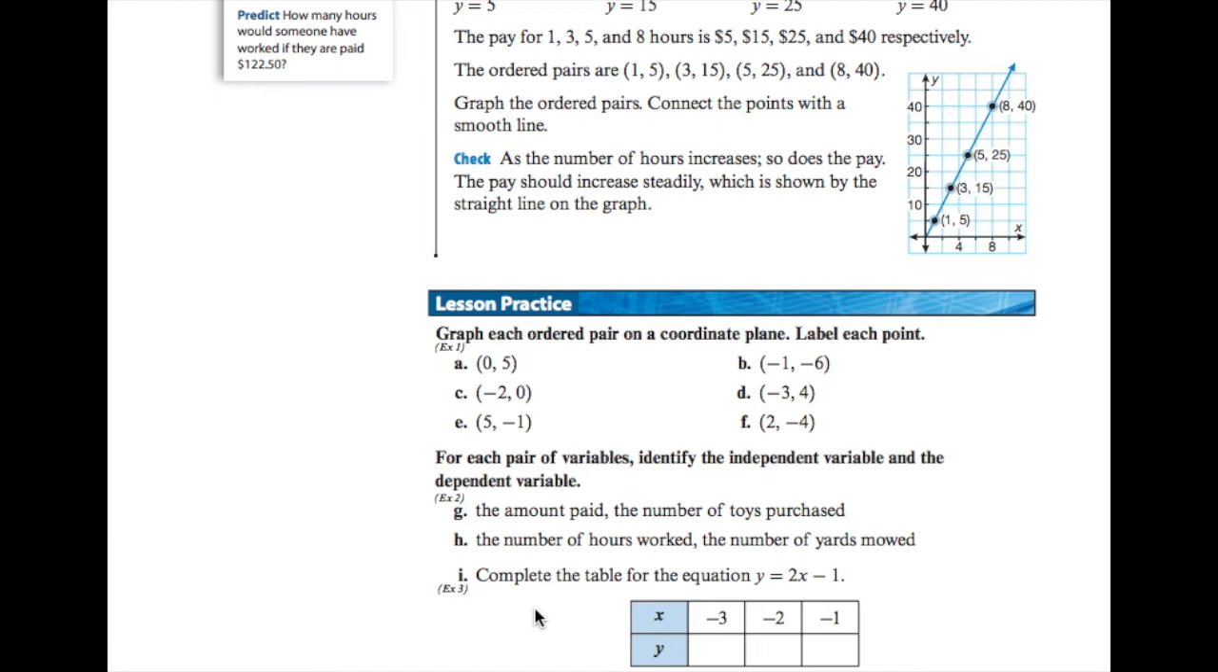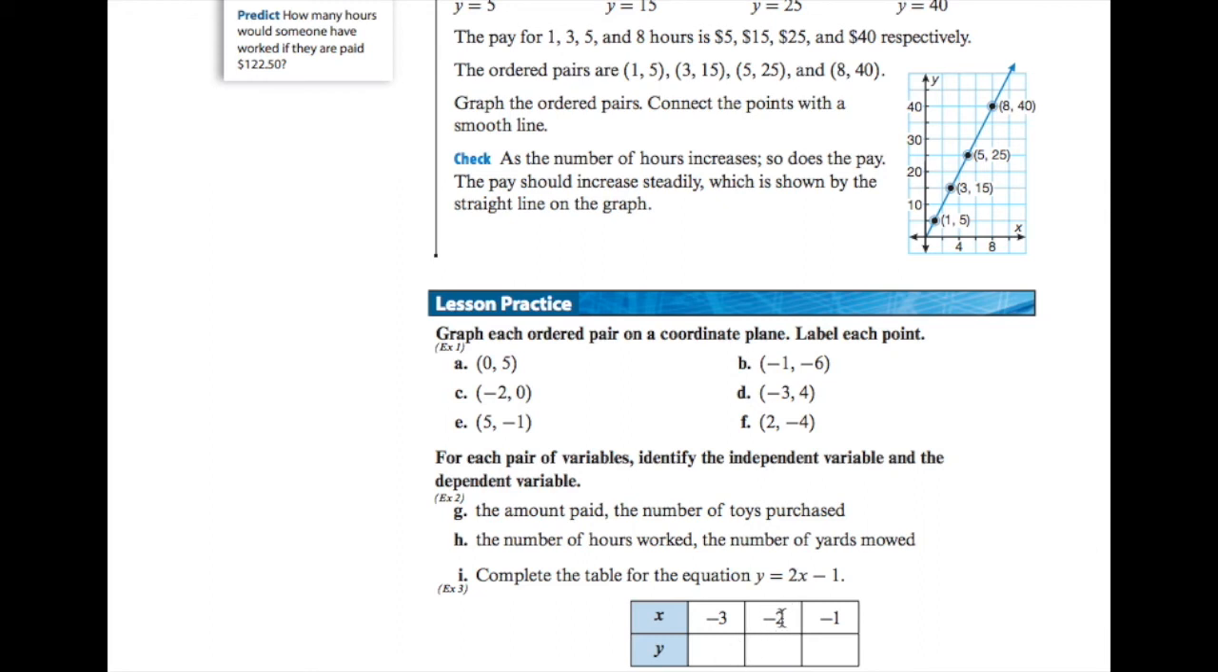Letter I brings us back to example 3, in which you're using this same idea of independent and dependent variables to actually solve mathematical equations. The x value in this case is our independent variable, in which you plug in this value right here in the equation and then solve. The dependent variable then would be y, the result. So if I take negative 3 and plug it in here, negative 3 times 2 would be negative 6, minus 1. y would then be negative 7.